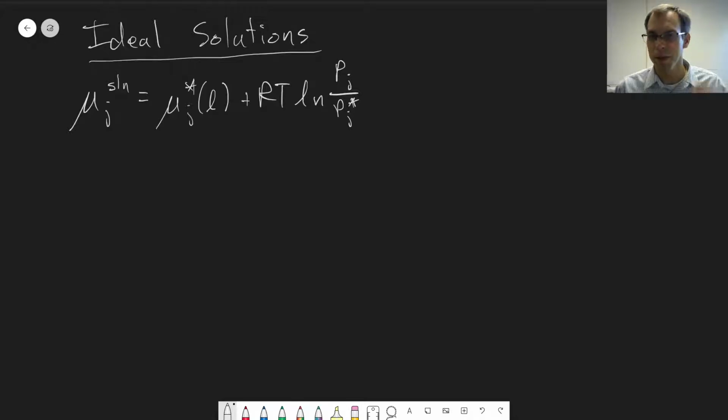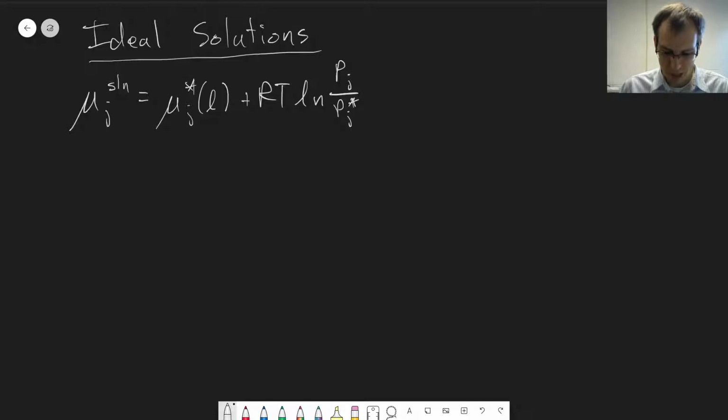So up to this point, everything's been pretty abstract. We have lots of chemical potentials, lots of partial derivatives. But now let's think about conceptually what types of systems we can consider. Our starting point is going to be the idea of an ideal solution.